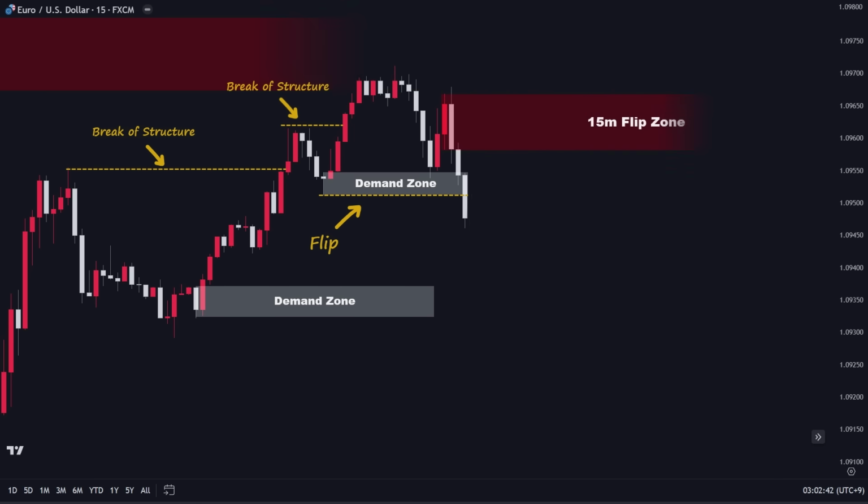Next, I will highlight the flip zone that has been generated by the wave, which flipped the recent demand zone. Now that we have identified the flip zone in the 15-minute time frame, our next step is to monitor the price as it enters the flip zone. As you can see, the price has now entered the flip zone on the chart. Let's switch to the 1-minute time frame to get a clearer view of the price action and look for any signs of a change in character.